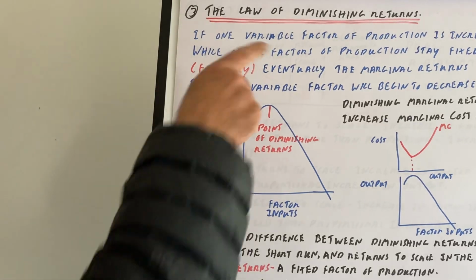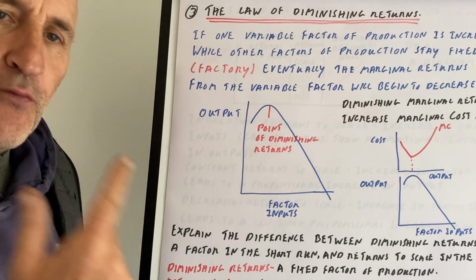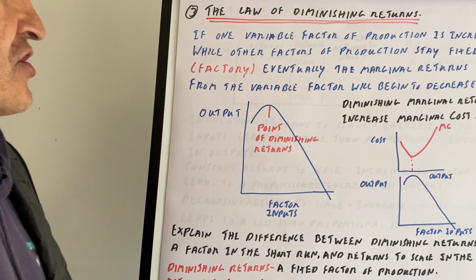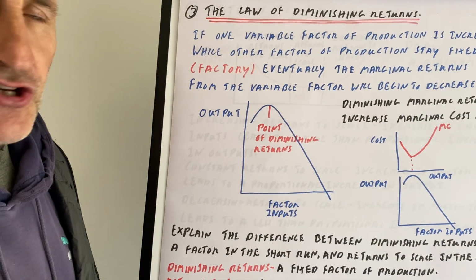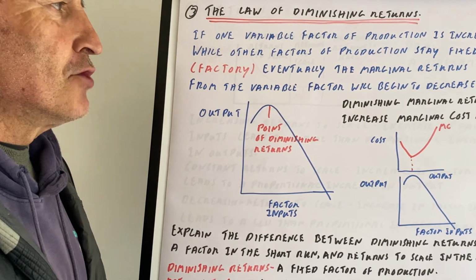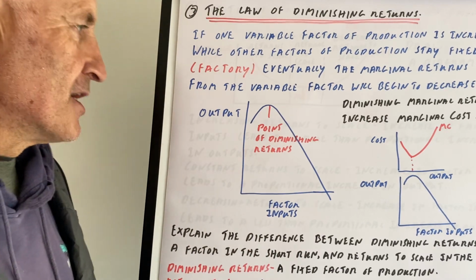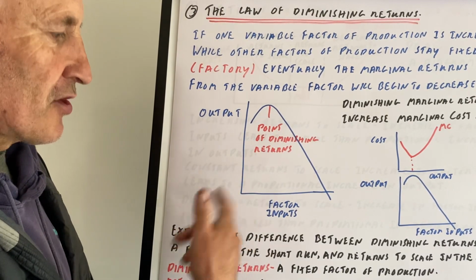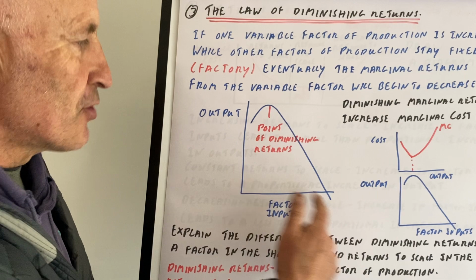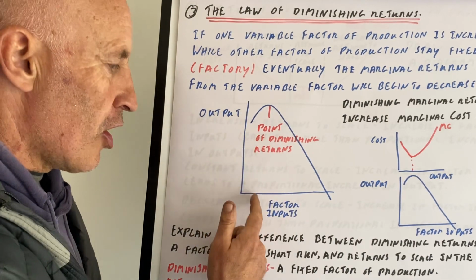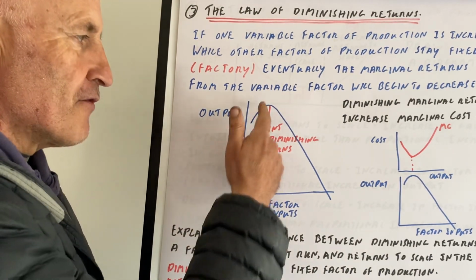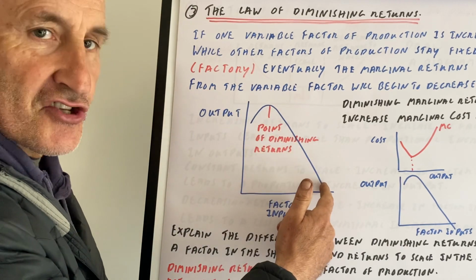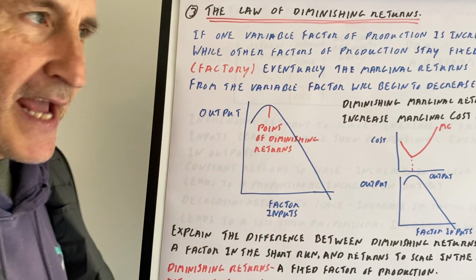Number 3, the law of diminishing returns. This is if one variable factor of production is increased while other factors of production stay fixed, then eventually you will get to the point where you will get diminishing returns. Okay, so the first worker comes along. This is workers, factor inputs, this is output here. Produces quite a lot. 2 workers work together, produce even more, 3 even more, and then diminishing returns set in, and eventually they will become negative.